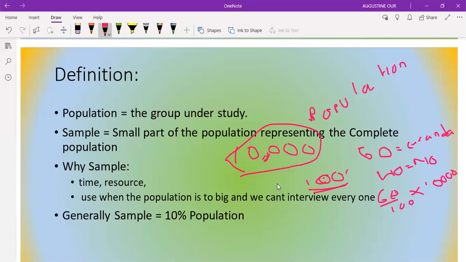So your class is just to know that a sample is a small size that you take to represent the big population. Why do you need to take a small size? Because you cannot go to every door, okay? And also it will waste your time and resources. Those are the two main reasons, time and resources, okay? Okay, let's continue.